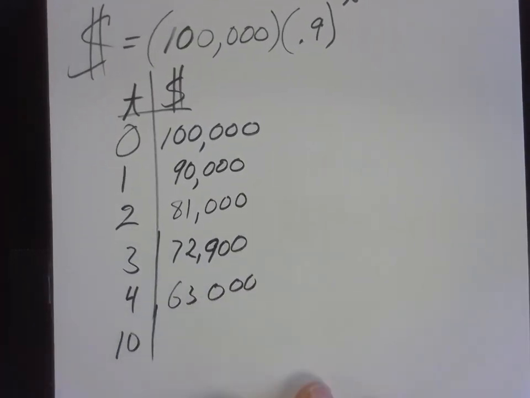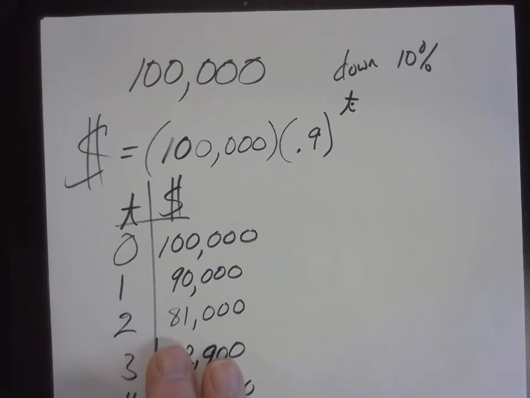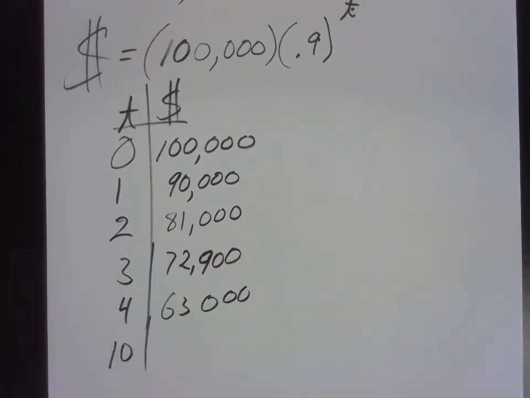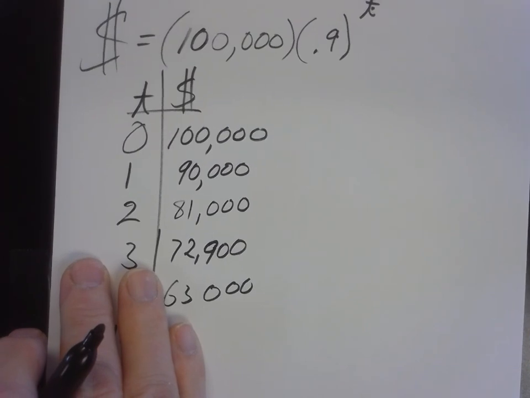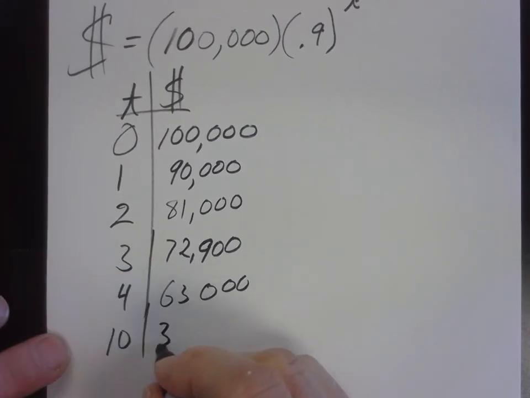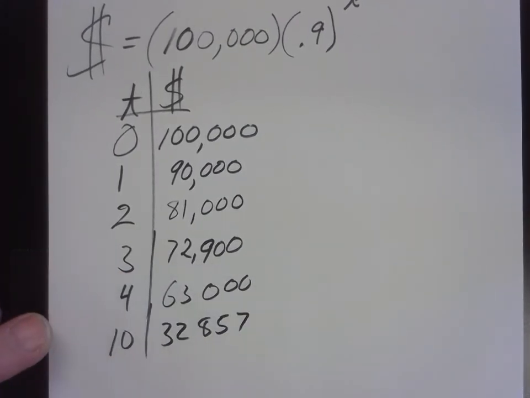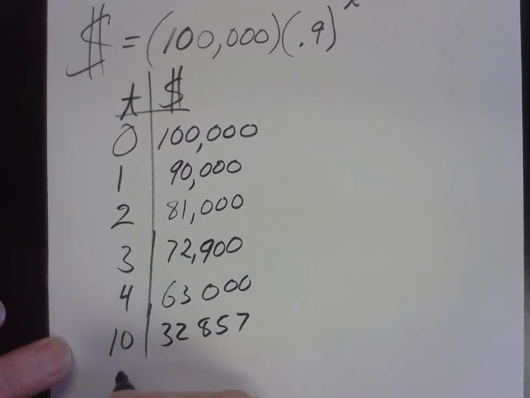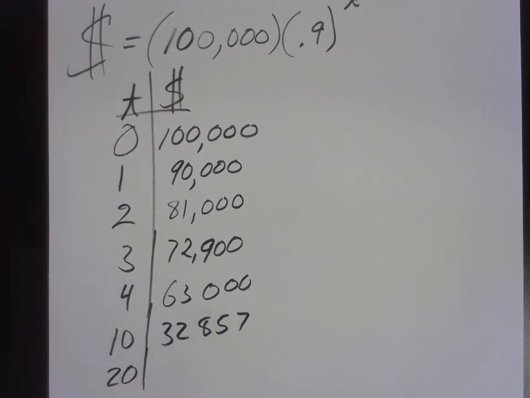Okay, after 10 years. Can you guys do 10 years for me? 34,867. 32,857. I thought he said 34. That doesn't matter. It's close. After 20 years. Sure, there's lots of cars out in the parking lot that are 20 years old. It's like every teenager's. 12,100. Okay. So my question is, is this car ever going to get down to where it's worth 0?